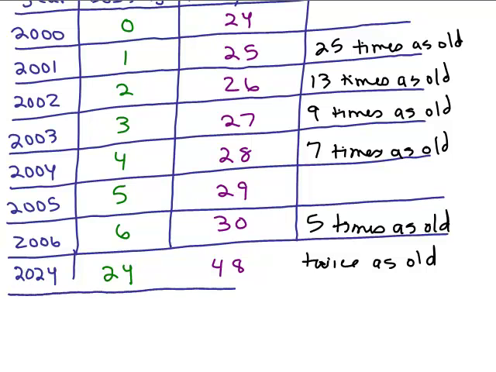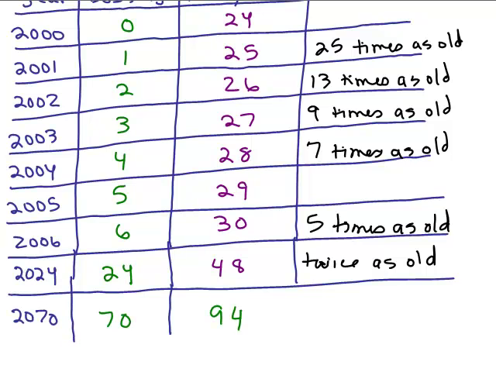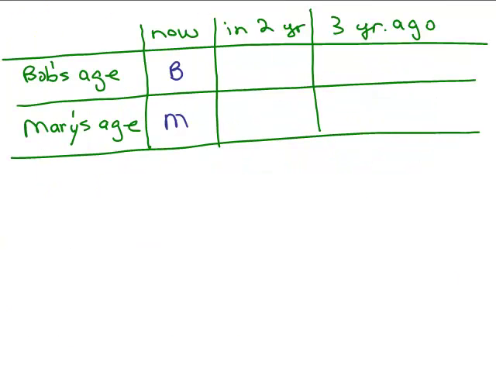So let's say we take another year. Let's say we project all the way up to the year 2070. He'll be 70, she's 94. They're kind of both getting up there at that time. He's still younger, but it's not even twice as old anymore, right? So that's the first thing I want you to think about with age problems.